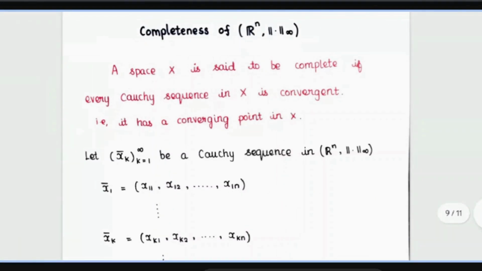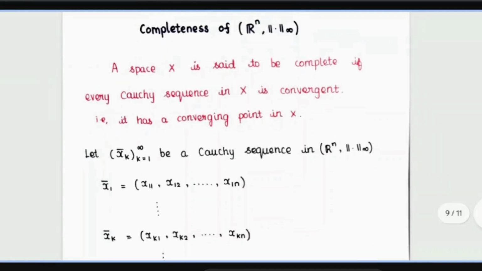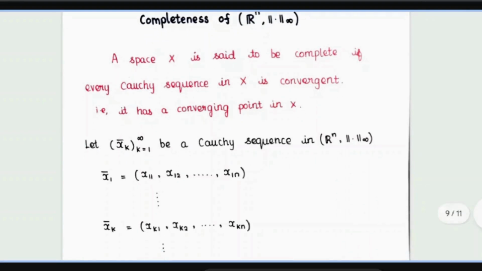To prove the completeness of Rn, let's consider a Cauchy sequence in Rn with respect to L infinity. With respect to L infinity means the convergence and Cauchyness are with respect to this L infinity norm. Now, we have to be very careful with the notation because we usually use n for the sequence. Here I am using k for the sequence because we have the space Rn. We should not confuse it. So, let's consider a Cauchy sequence in Rn.